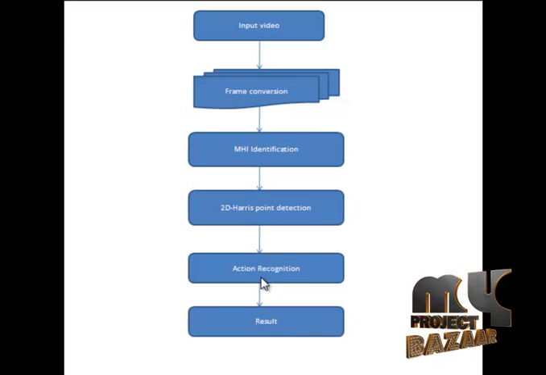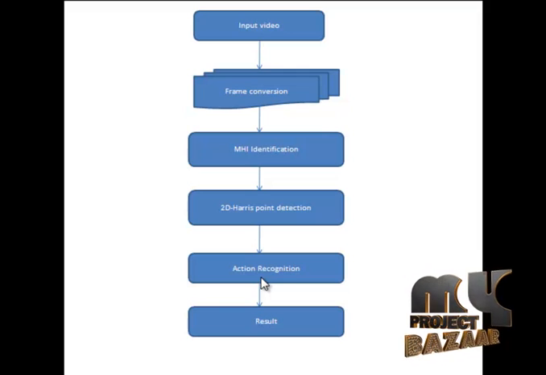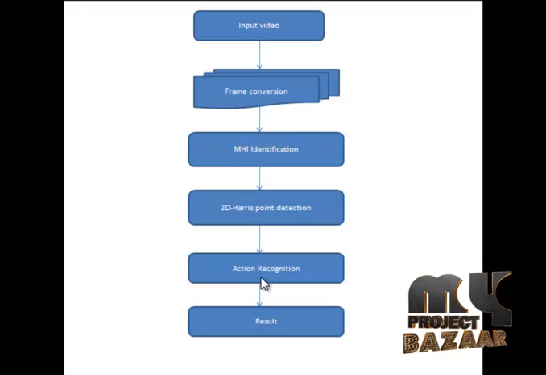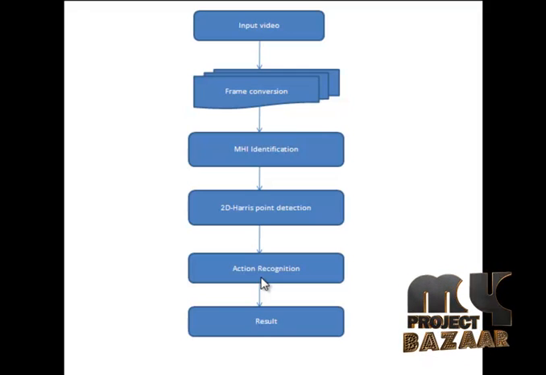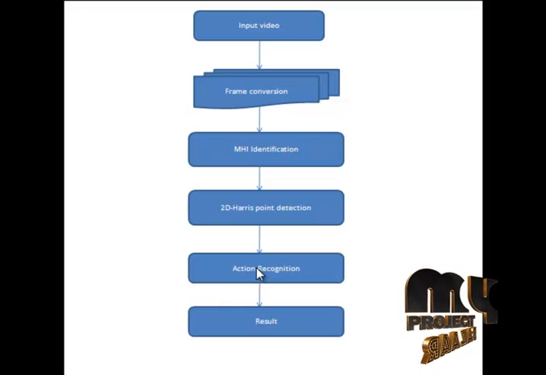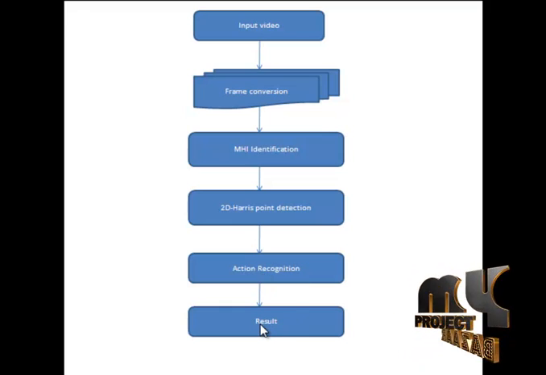For identifying the action recognition, here we are using the GMM. GMM is a probabilistic model for representing the presence of subpopulations within the overall population without requiring that an observed data identify the subpopulation. So it can predict the action correctly. So after identifying the result, we get which action is recognized.